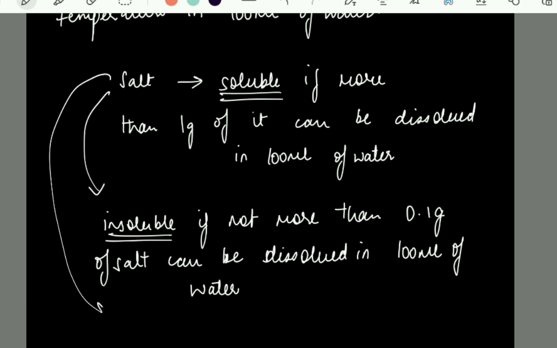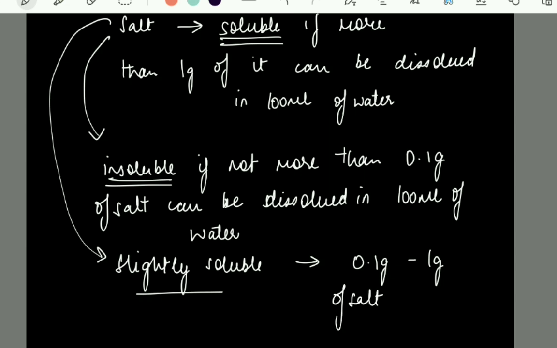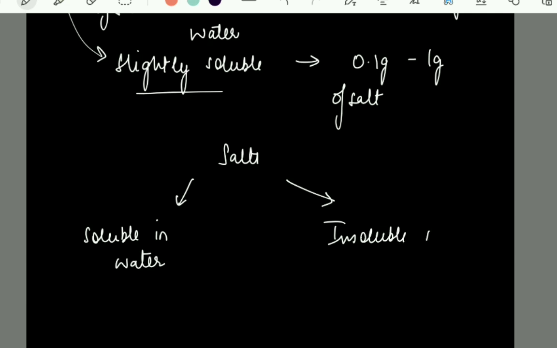Then the third category we can say slightly soluble. We even say sparingly soluble, slightly soluble. So when we have a range between 0.1 gram to 1 gram of salt which can be dissolved in 100 ml of water, this is sparingly or slightly soluble. Now let's try to generalize so that we can understand which kind of salts are soluble in water. So we have soluble in water, insoluble in water.